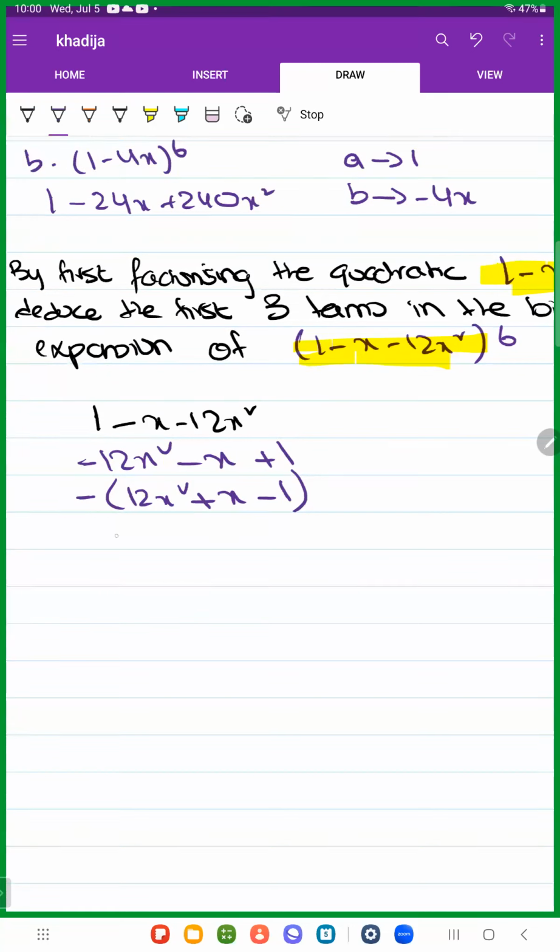Okay, so I have a minus. Yes, I have a minus outside. Yes, the minus as well. Okay. How do you remove the minus now?